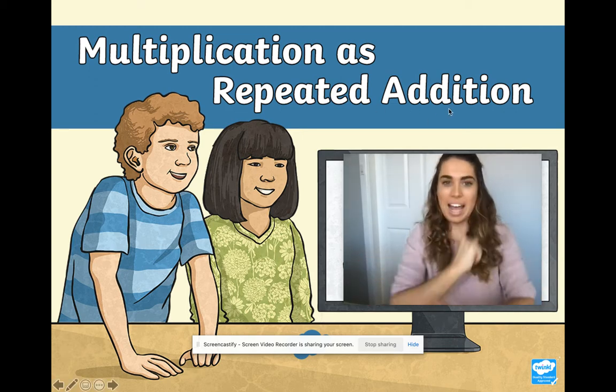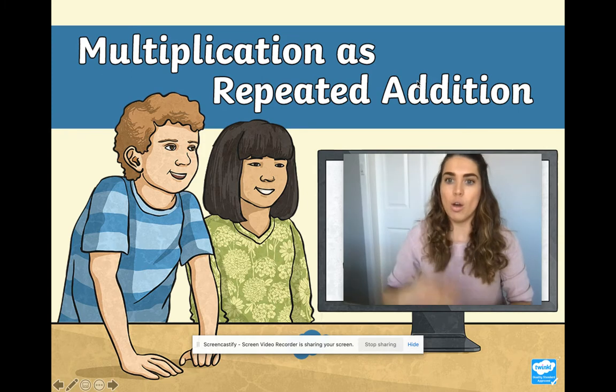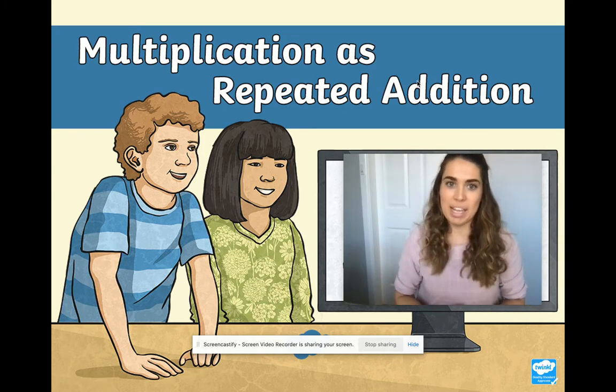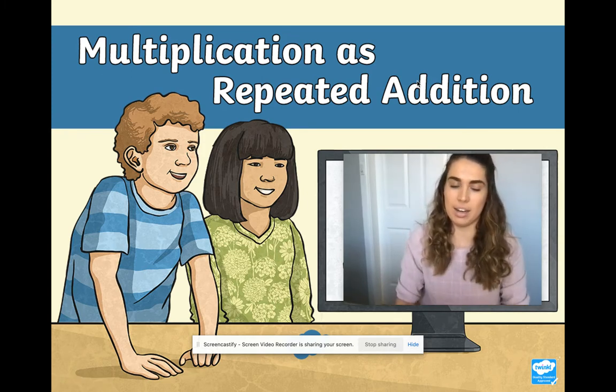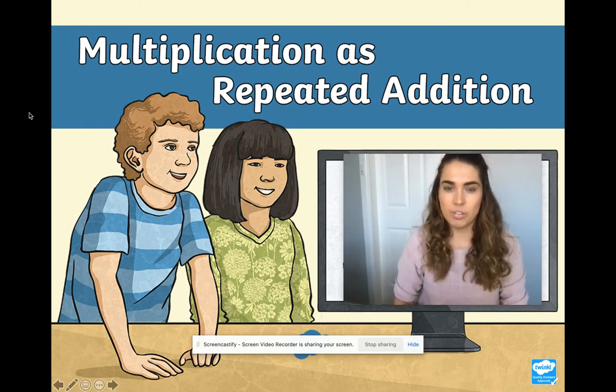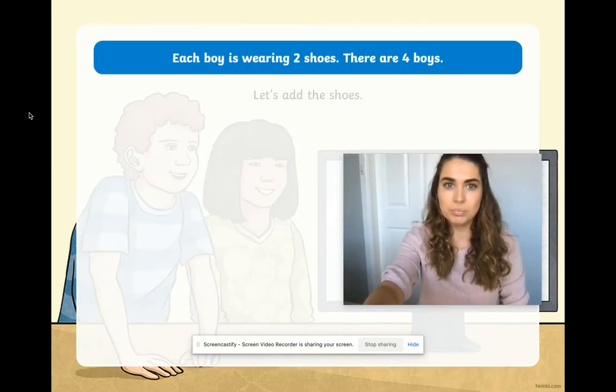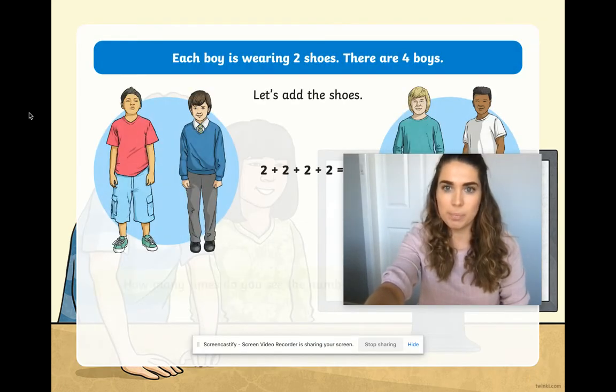Addition means to add. So when we do repeated addition, we're adding the same thing over and over again. We're repeating adding it over and over again. And that can help us work out our multiplication. Repeated addition is a strategy to help us multiply. Let's look at some examples.